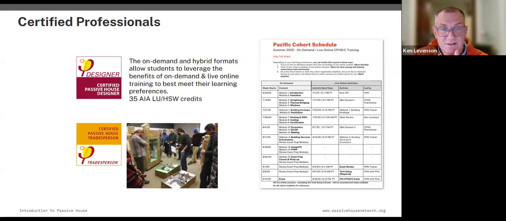So certified professionals, and we'll give a plug again to the CPHD and the tradesperson training. Again, you don't have to be trained to do Passive House, but it sure does help. We do have our next specific cohort kicks off July 1. It's a mix of live online and on demand, and we provide a lot of support along the way and get you through the exam, hopefully successfully. The pass rate is good if you study and work at it. And happy to talk if you have any questions about that.